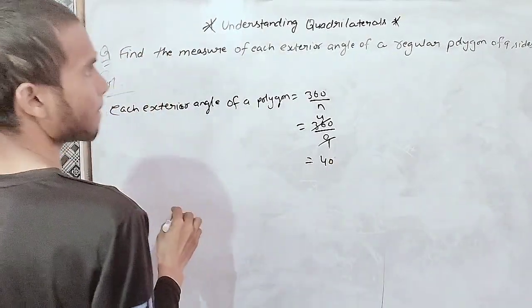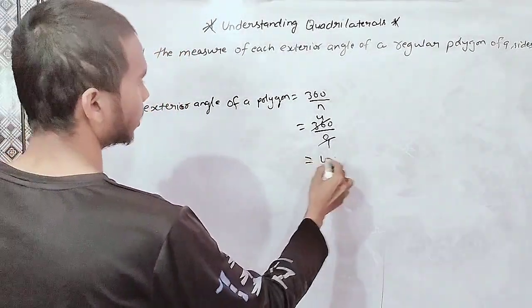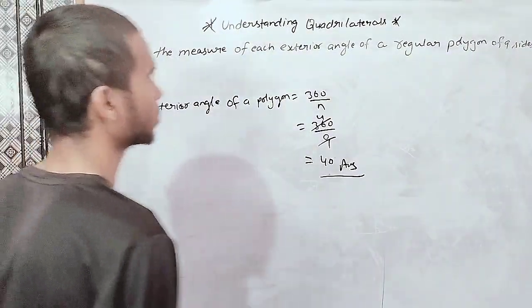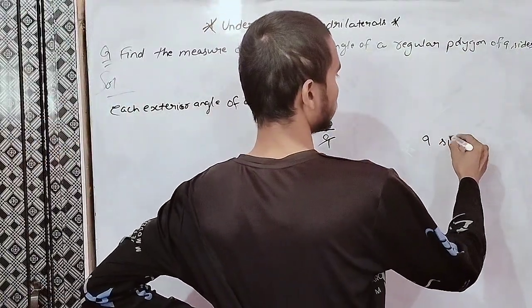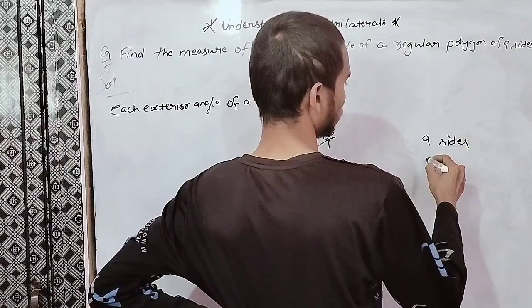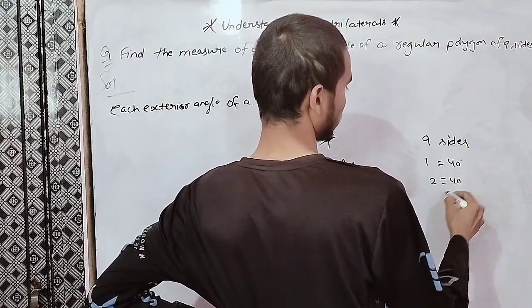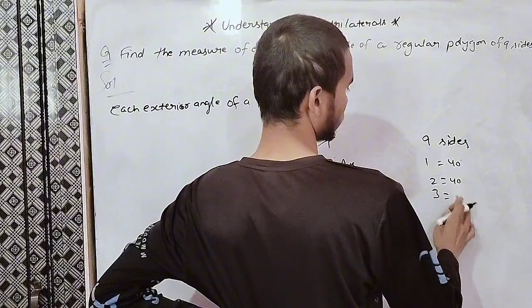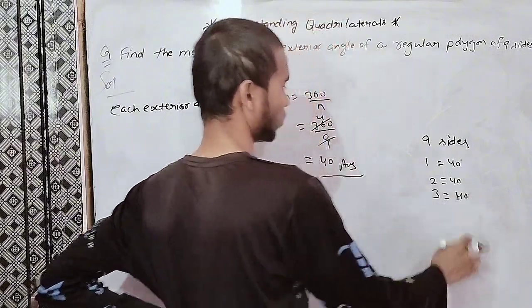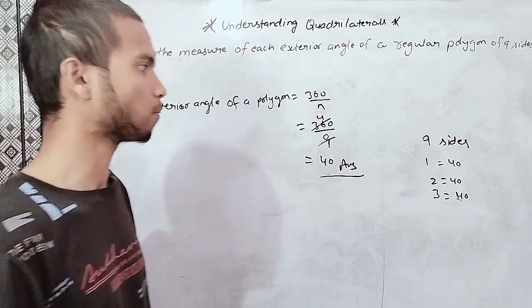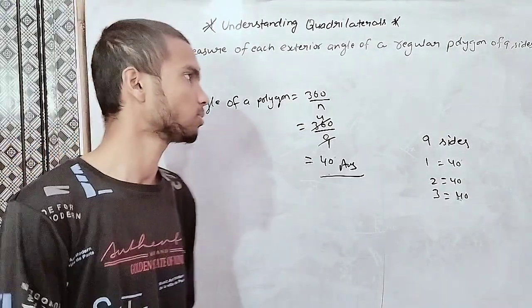So the answer is 40 degrees. What is the meaning of 40 degrees? We have 9 sides. So one side is how much? 40 degrees. The second side is 40 degrees. And so on, 40 degrees, till the 9th. So this is how we solve it.